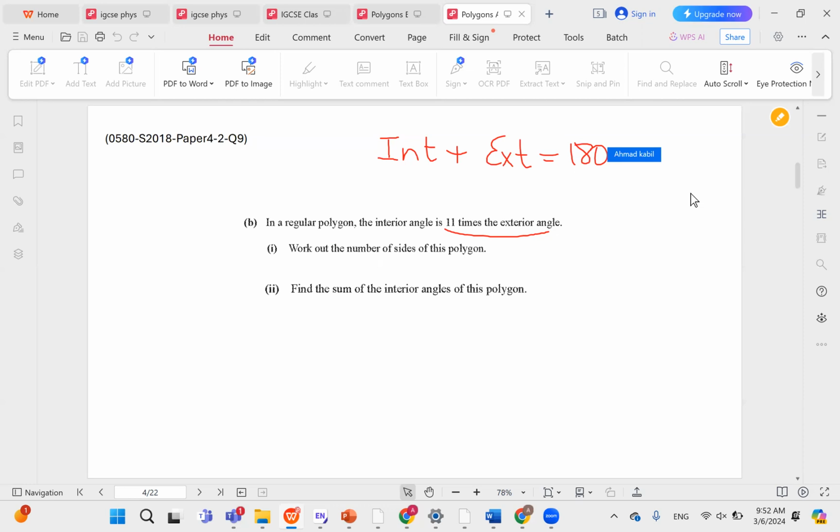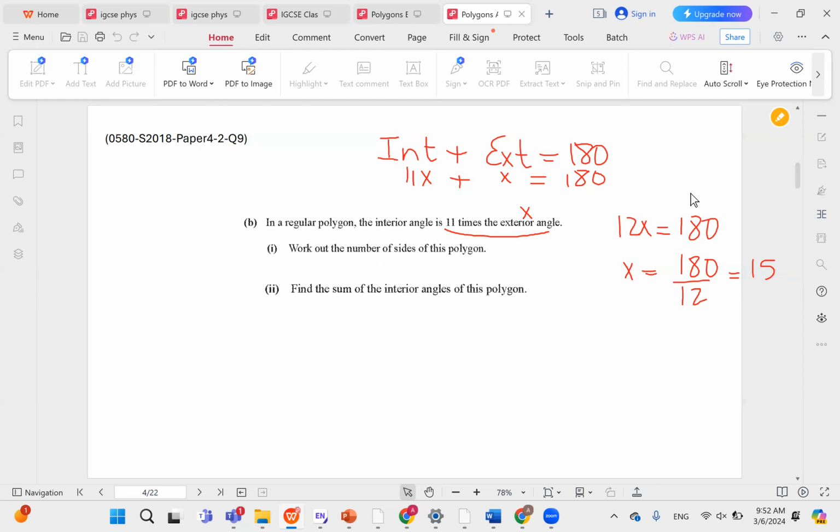So if the interior angle is 11 times the exterior, we can call this x. So the exterior angle here would be x, and the interior angle would be 11x. So 11x plus x equals 180. Therefore, 12x equals 180. Therefore, x equals 180 divided by 12. And that gives us 15. So one exterior angle is 15.